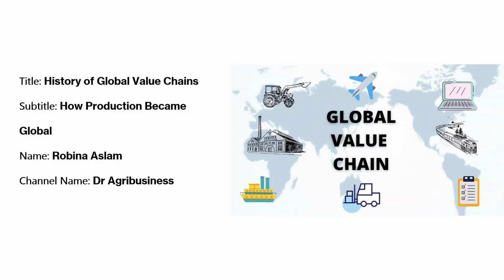A single product such as a smartphone, clothing item or even food product is designed, produced, assembled and distributed across multiple countries. This interconnected system is known as global value chains, where different stages of production are distributed globally based on efficiency, specialization, and cost advantages. To understand this modern structure, it is important to explore how global production evolved over time and the historical forces behind it.